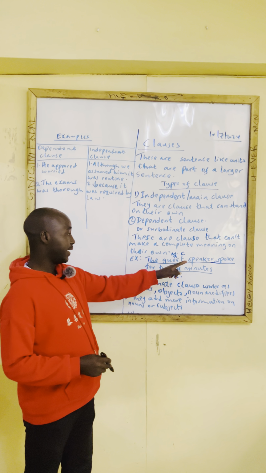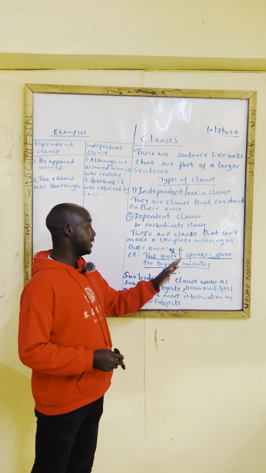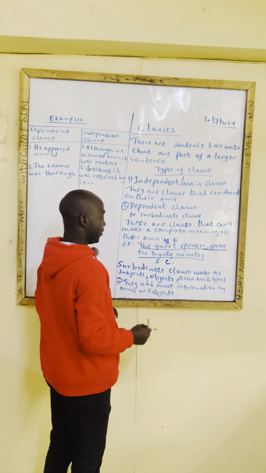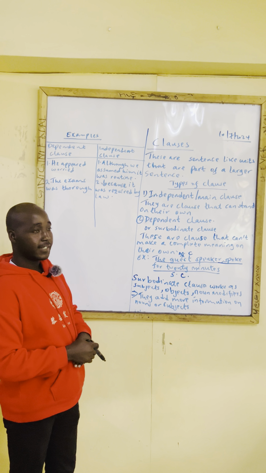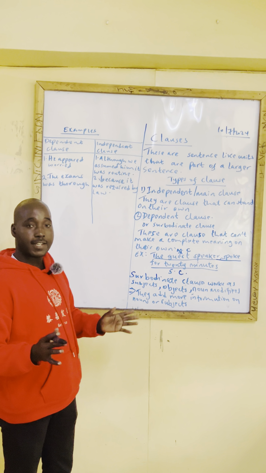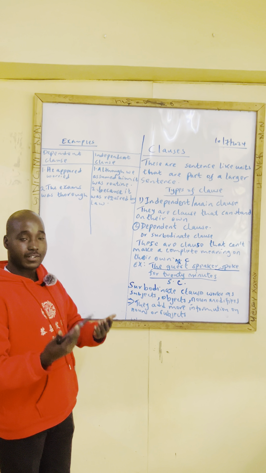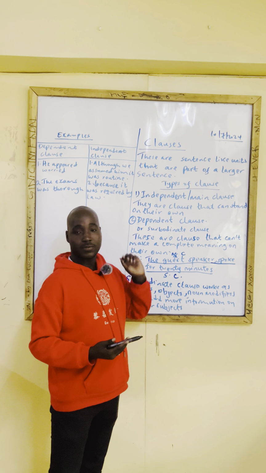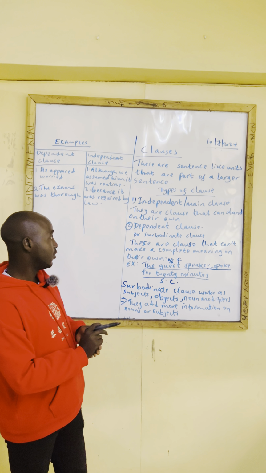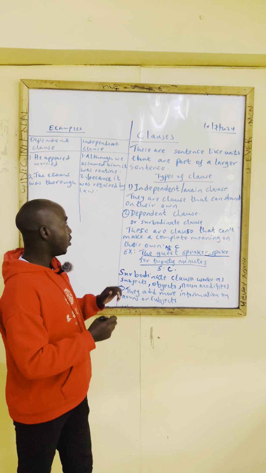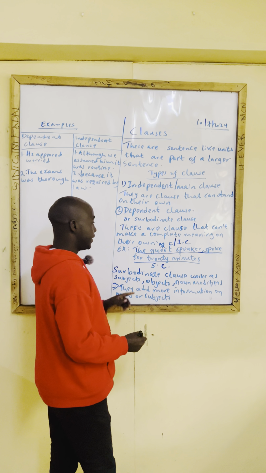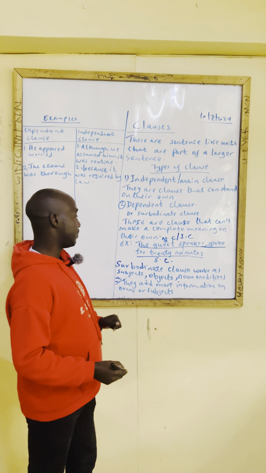Let's look at an example of a sentence here. The guest speaker spoke for 20 minutes. The underlined part, the guest speaker spoke, forms the main clause or independent clause, because it is conveying a complete meaning. You can put it like that: the guest speaker spoke. It can stand on its own, so it is called an independent clause or a main clause. MC is main clause, and IC is independent clause.